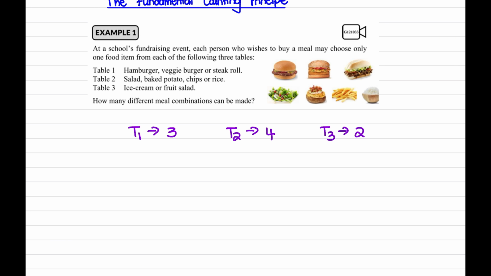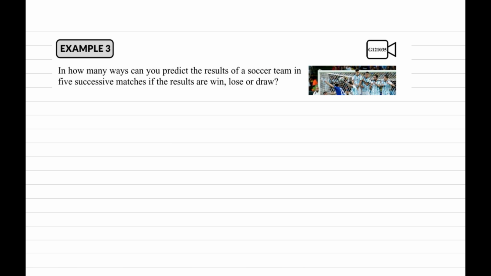So you guys were absolutely correct. What we need to do is consider all of the options on the 3 tables, and multiply them together to get to a total of 24 different options. Well done. Let's look at our second example.